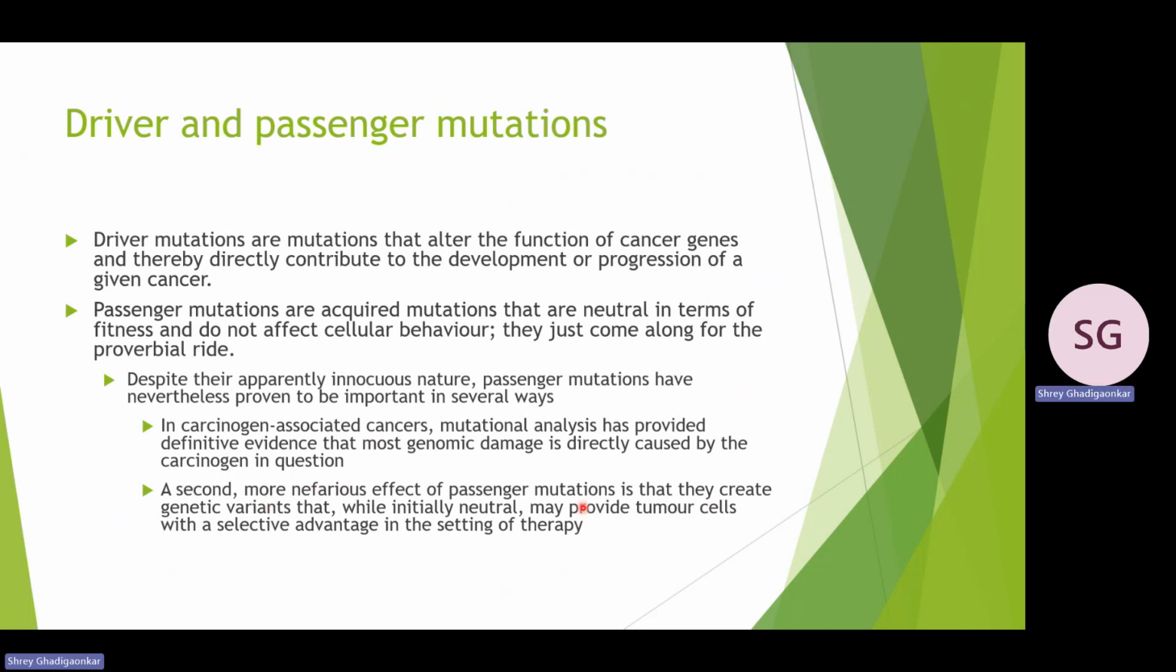A second, more nefarious effect of passenger mutations is that they create genetic variants that, while initially neutral, may provide tumor cells with a selective advantage in the setting of therapy. So this is basically associated with the development of resistance to chemotherapy in treatment of cancers.